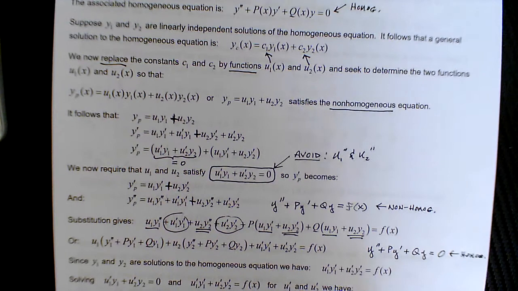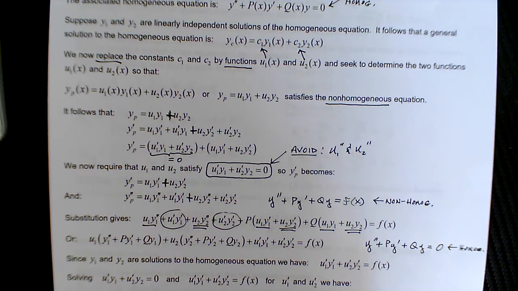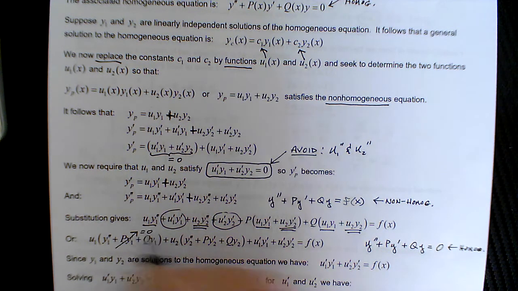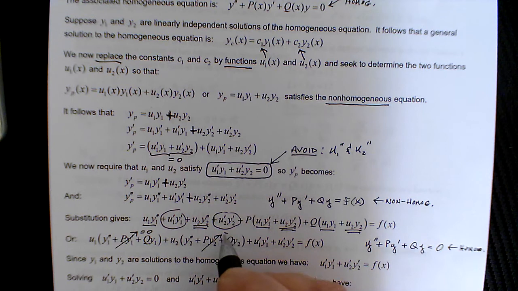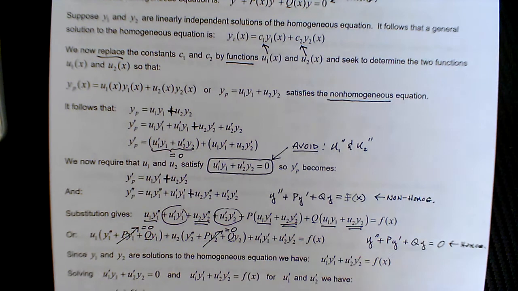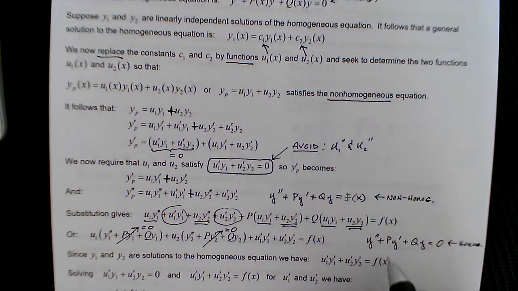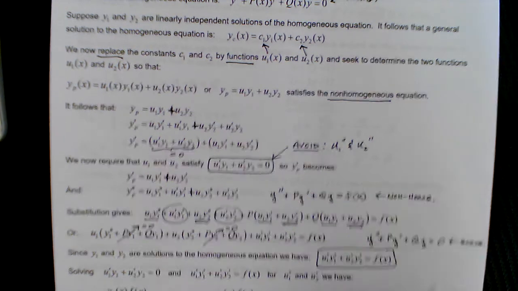And so therefore, it turns out that each of these terms equals 0. And so we're left with this. Just this quantity equals f of x. Alright, so we're going to hold on to that for a minute.